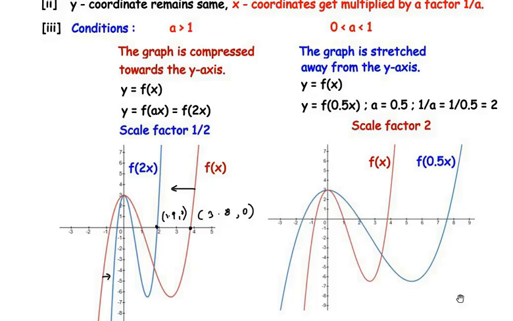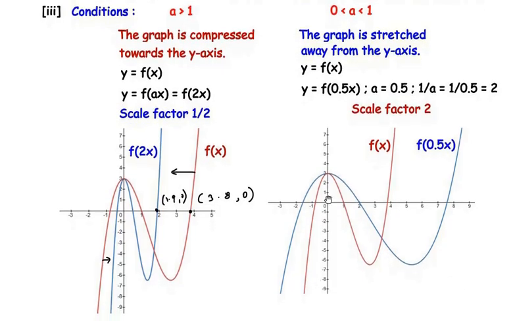So again we have considered the parent function over here, that is this red colored graph is the original parent function f of x, and let us take the value of a somewhere between 0 and 1. So here we have considered the value of a as 0.5. So here y is equal to f of 0.5x. So a is equal to 0.5 over here.